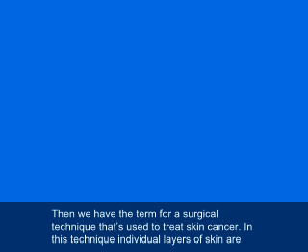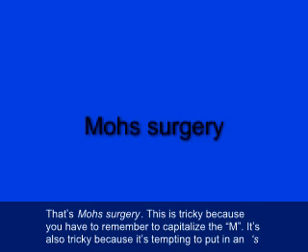Okay, and then we have the term for a surgical technique that's used to treat skin cancer. In this technique, individual layers of skin are removed and they're looked at under a microscope to see if they're cancerous or not. And this process is continued layer by layer until no more cancer is found. And what is the term for this type of surgical procedure? Well, that's Mohs surgery, capital Mohs surgery.